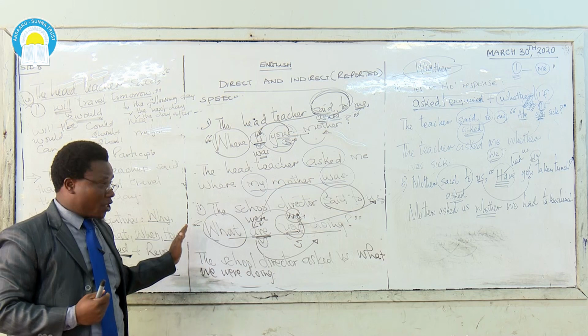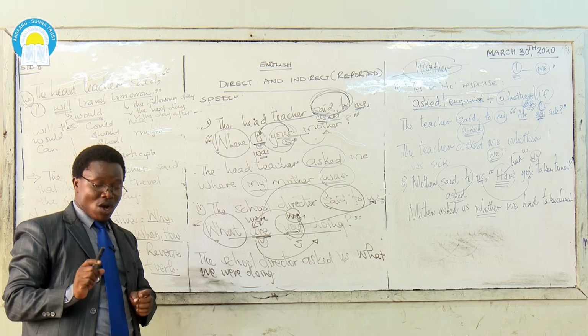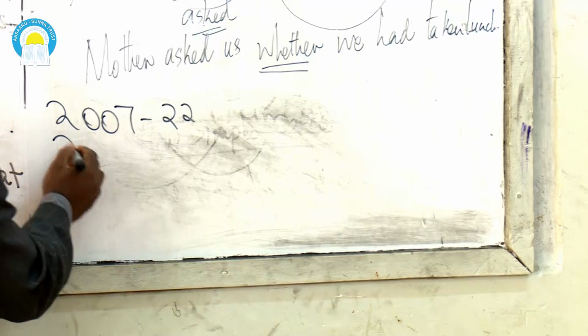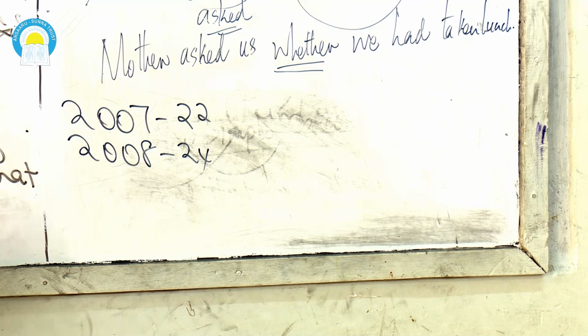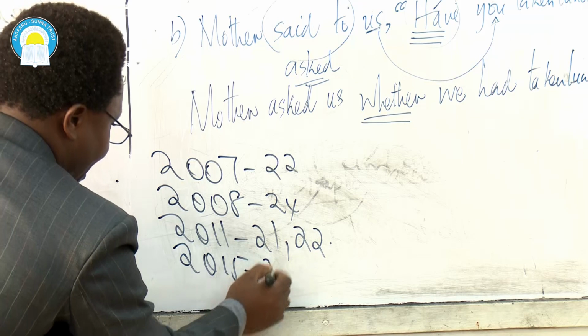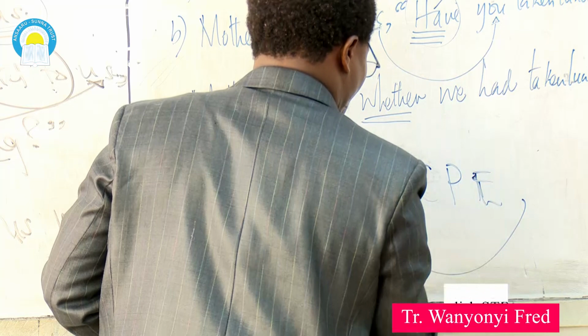And today, I would like you to work out or do for me the following questions with reference to KCPE papers. One, consider 2007, number 22. Consider 2008, number 24. Consider 2011, number 21 and number 22. And consider 2015, number 22, for purposes of revision, just to mention but a few. These are KCPE questions tested in those years I've sampled out for you.